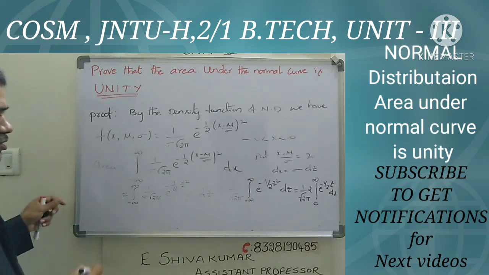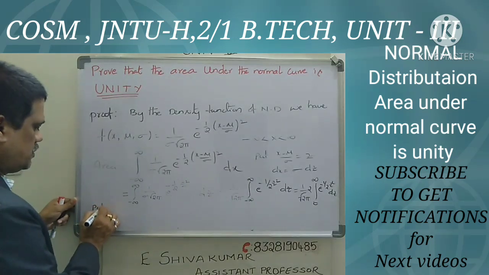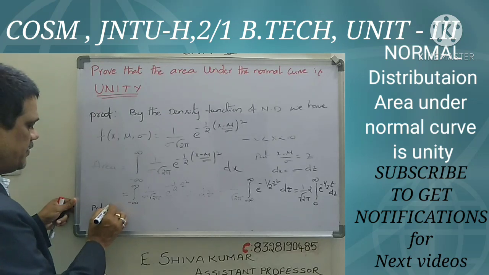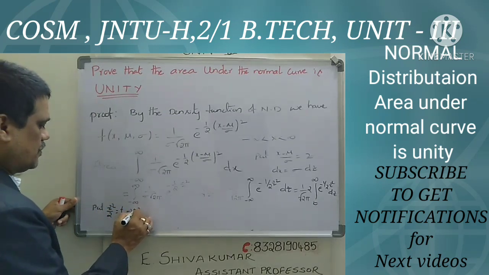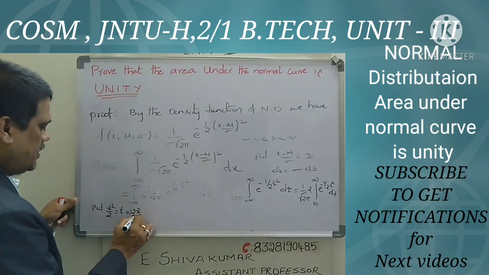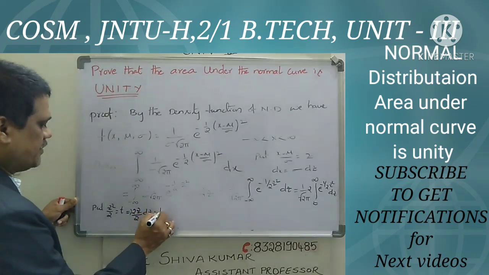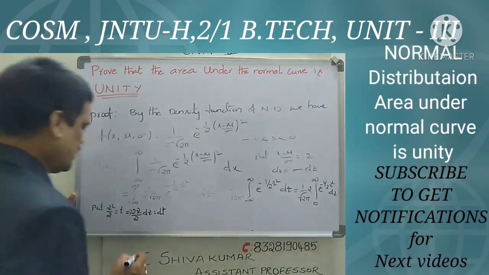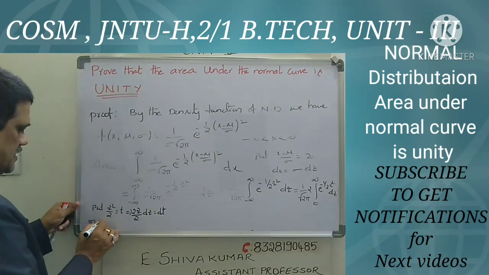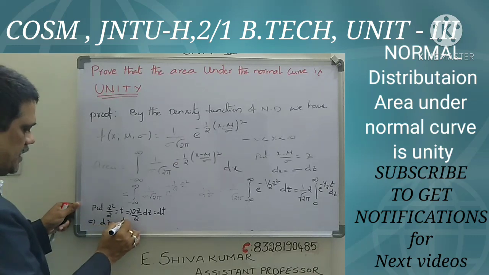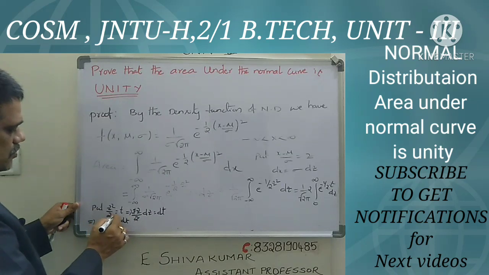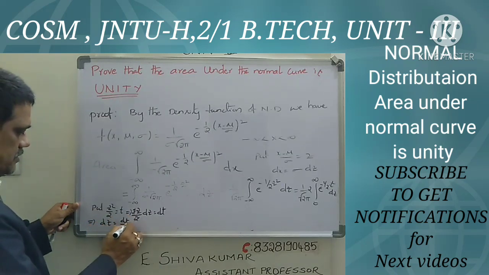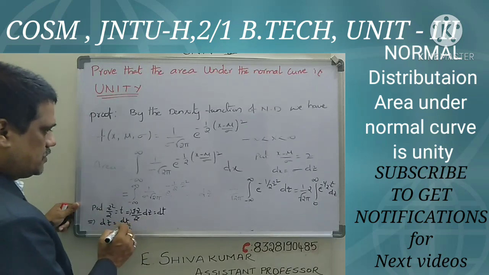Now put z square by 2 is equal to t. That implies 2z divided by 2 into dz is equal to dt. Then that implies dz is equal to dt divided by z, where the 2 cancels. Z means root over 2t. So everything we got.